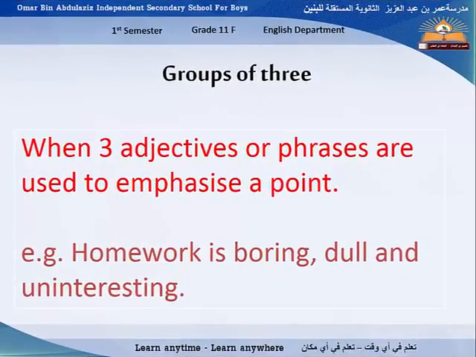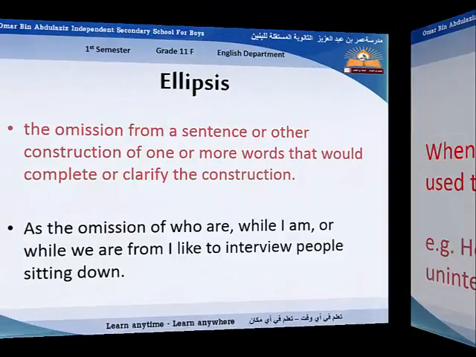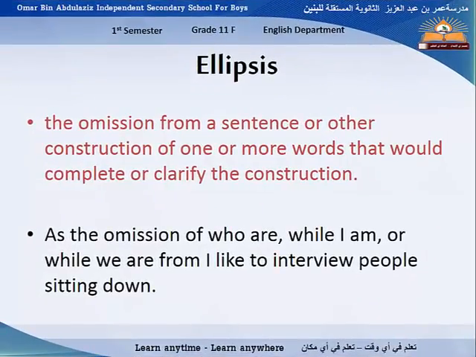Another persuasive technique is groups of three. What does it mean? It means when three adjectives or phrases are used to emphasize a point. Homework is boring, dull, uninteresting. Ellipsis means the omission from a sentence or other construction of one or more words that would complete or clarify the construction, as the omission of who are, while, I am, or while we are from: I like to interview people sitting down, and so on.